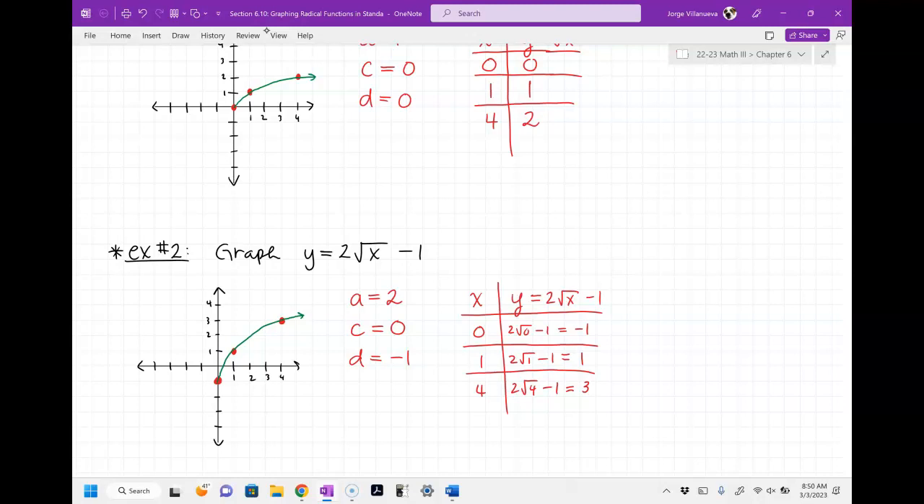Now, I've always been asked, well, Mr. B, if I know the original function of x, okay, if I know this, can't I just move it down and to the left and just leave it like that? Like, can't I just do that? Just kind of move it myself?